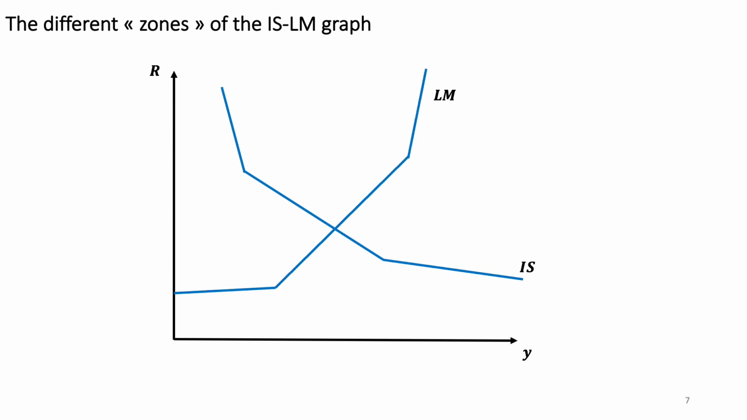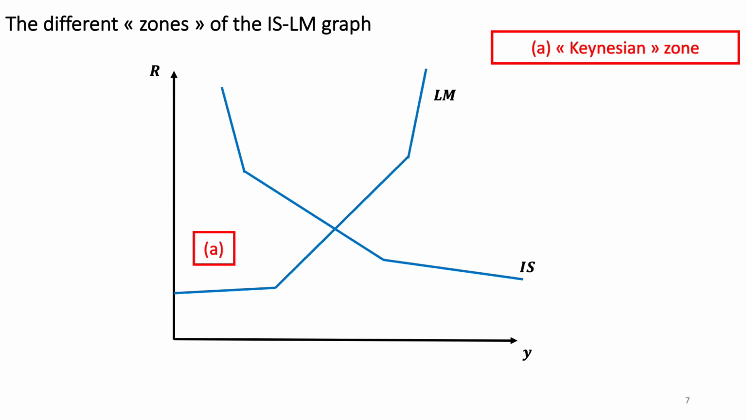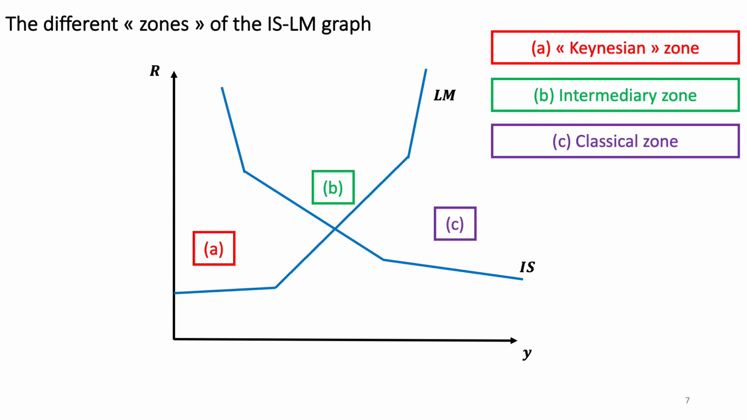We can summarize all this by distinguishing three zones. The Keynesian zone, IS almost vertical and LM almost flat. The classical zone, IS almost flat and LM almost vertical. And the intermediary zone, which represents all the other more usual situations.